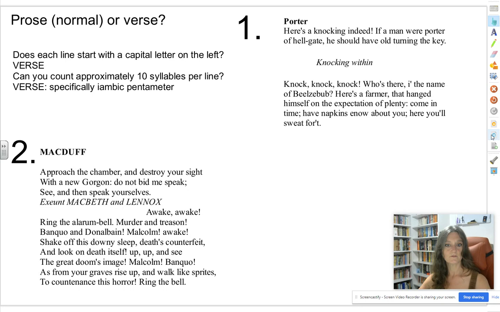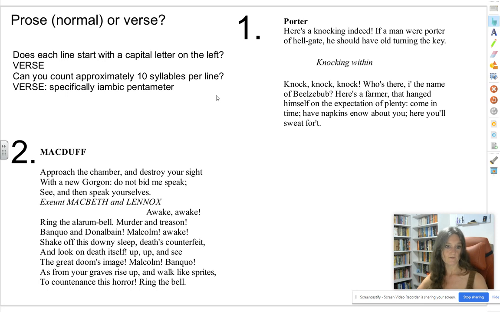Okay, here's a little task for you. When you read through this, have a think: is it prose or is it blank verse? Here are the 2 little tricks for working it out. Does each line start with a capital letter on the left? If it does, it's probably verse. Can you count approximately 10 syllables per line? If so, it's probably verse then, specifically iambic pentameter. Or does it just run on like normal speech? Is it a posh character or a casual, rough character who's speaking out?